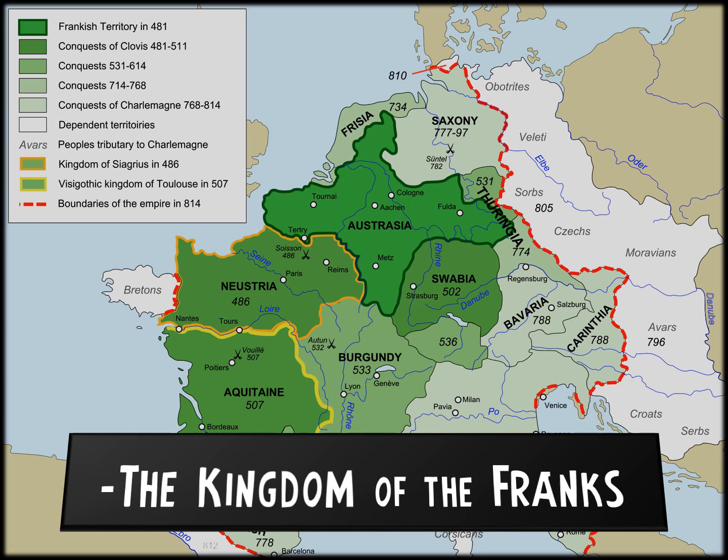Now let's talk about some of the specific peoples that infiltrated the Western Roman Empire, and ultimately created kingdoms to fill the power vacuum left by the fall of the Western Roman Empire. We're going to start with one of the most powerful of those groups, the Franks.